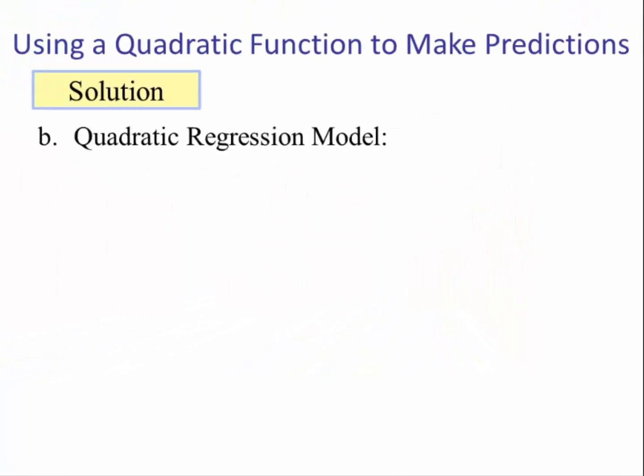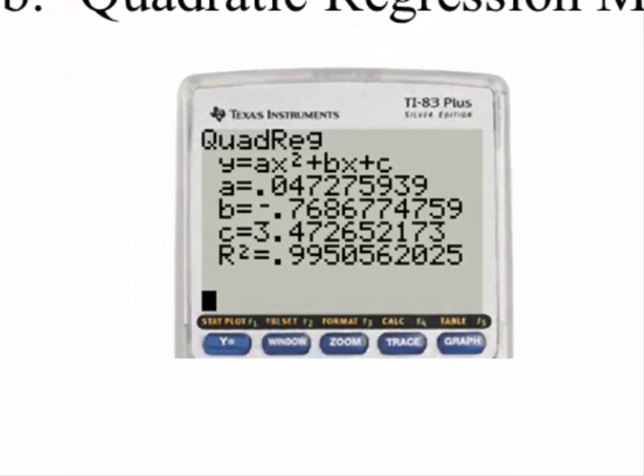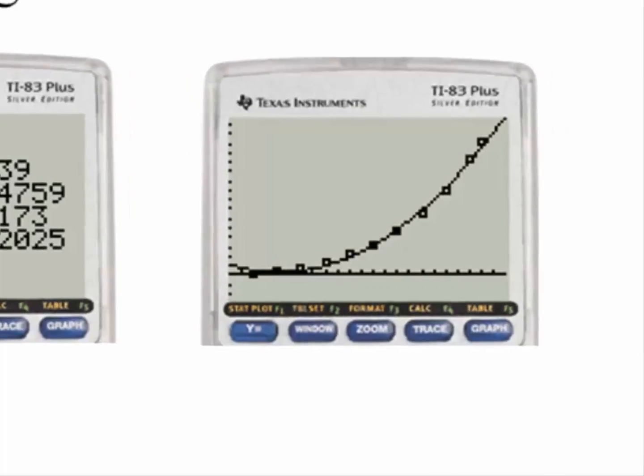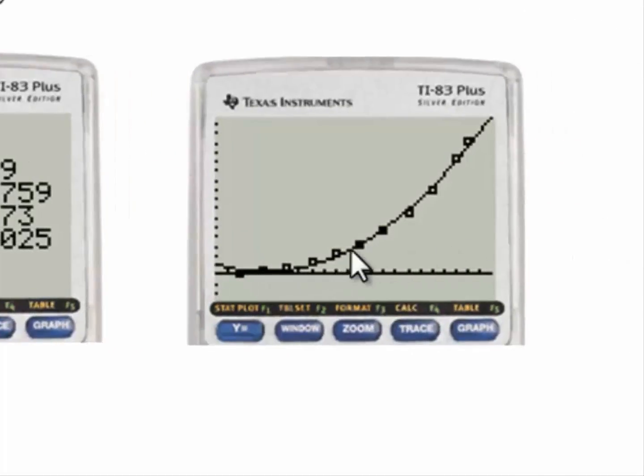Let's do the quadratic. For the quadratic, r squared is very high, 0.995. So again, the closer that we get to 1, the better. This is very close to 1. Visually, we can see that the quadratic is doing a lot better job than the linear at modeling the data pattern.